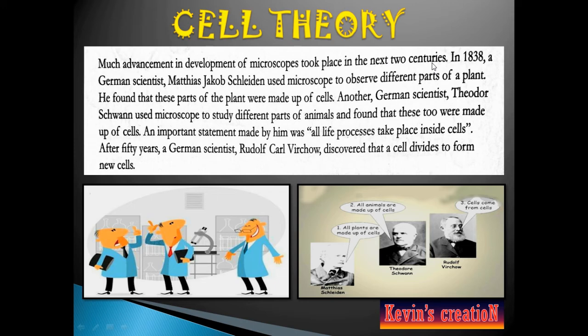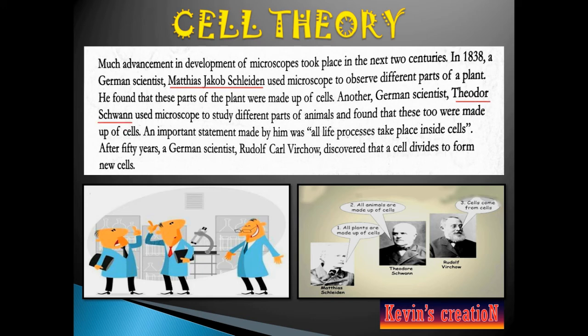Now here you can see it took 2 centuries, that means 200 years. In 1665, Robert Hooke gave the term cell, and after that in 1838, a German scientist, Matthias Jakob Schleiden, used the microscope to observe different parts of a plant. And then what did he say? All the plants are made up of cells. Now in these 200 years, the quality of the microscope also became better.